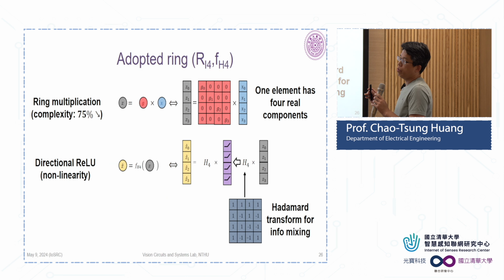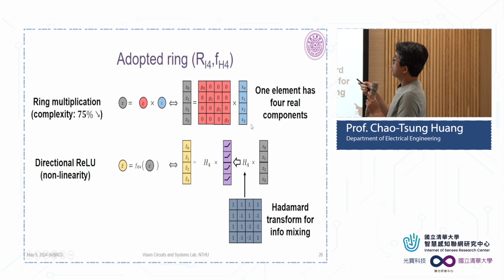And this is the detail of the adopted ring structure in the CINE processor. Here, we combine 4 real numbers into one element, and for the multiplication, we can simply define the element-wise multiplication. So in this case, for a regular 4x4 matrix, we will need 16 multiplications, but here we only need 4 multiplications. So we can reduce the complexity by 75%.